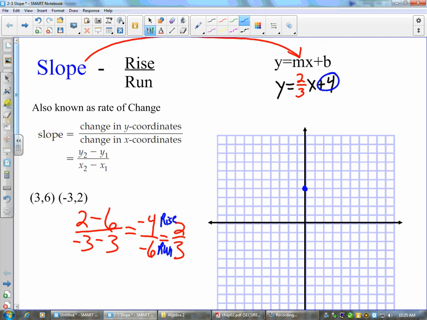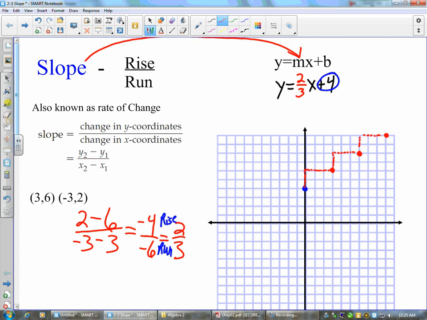Now, how to graph this line with our slope? If it's 2/3, we're going to start from that point, and we're going to rise 1, 2, and run 1, 2, 3. There's a point on our line. We can do it again. Rise 2, run 3. There's another point. Rise 2, run 3. And we'll get the general idea.